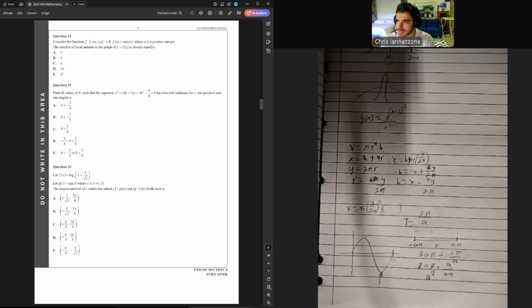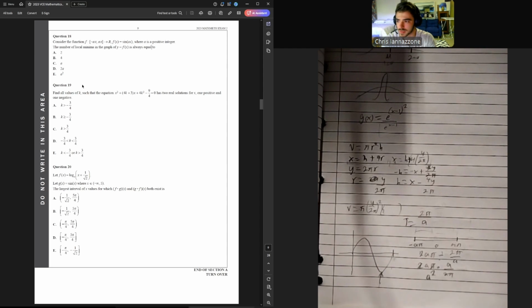Righty, we're getting to a bit more difficult questions here. Question 19. Find all the values of k such that some quadratic here has two real solutions, one being positive and the other being negative. Well, how do we handle that? As I mentioned already, this is a quadratic, right? You have an x squared, you have an x, and you have a constant. Even though there's k squareds and k's in there, this is a quadratic of x, right?